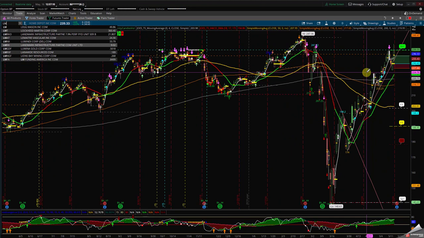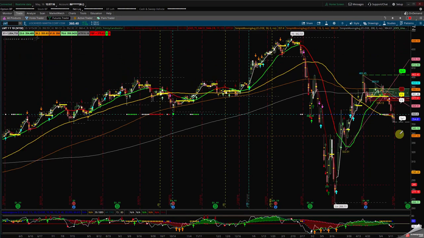Lockheed Martin. Yeah, Lockheed Martin, I believe. LMT. Yeah, that's Lockheed Martin. It had that H pattern, came back, retraced to that breakdown, fell back down. In order for Lockheed Martin to continue back up, it has to hold this area here. If it falls, look for the 335, then come back up. So that's something to look into.